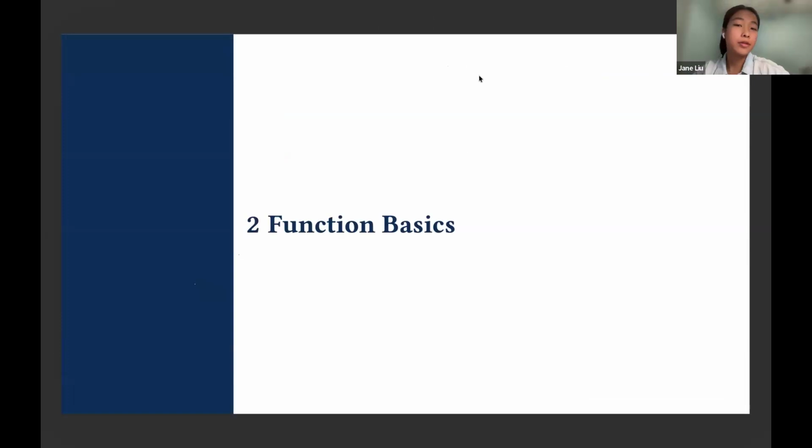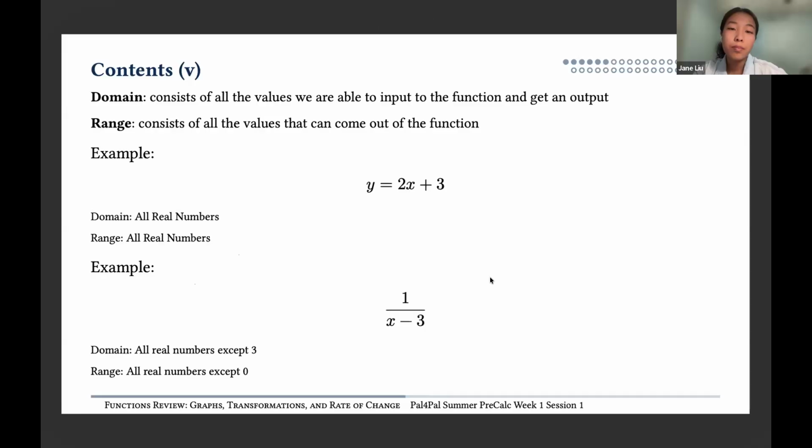So first going off to function basics. Before everything starts, I want to define domain and range. We define domain as something that consists of all the values we are able to input to the function and get an output. And we define range as something that consists of all the values that can come out of a function. The purpose of defining domain and range is that not all functions can have all real numbers as their inputs or outputs.